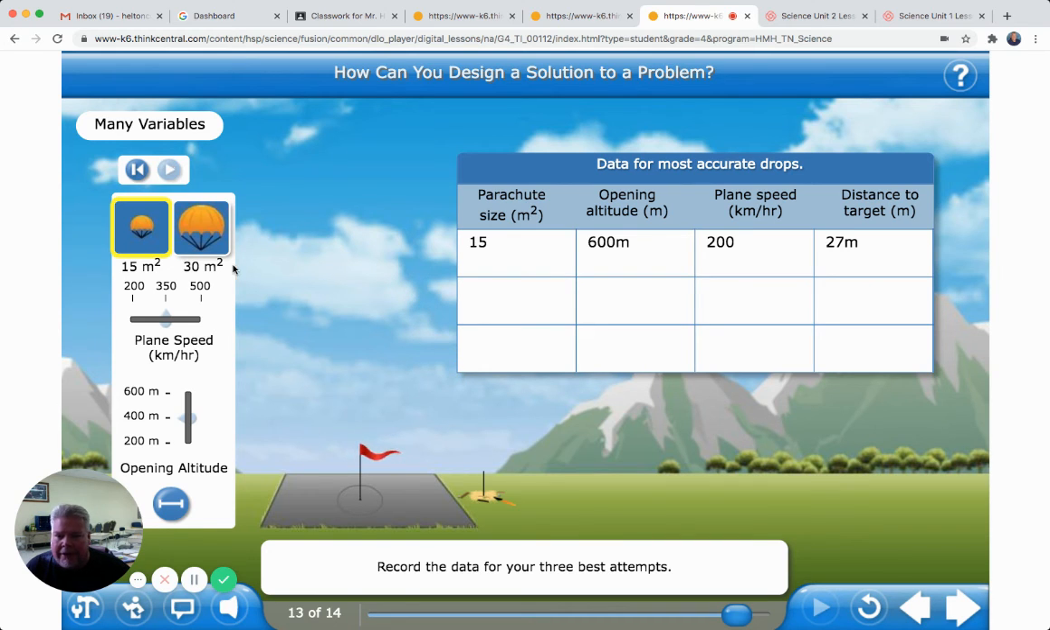A little better. Let's stay at this middle altitude and go the low speed. Oh, that's not looking too bad at all. But it busted. So I think we're going to have to go to this bigger parachute. Let's try reset. Let's try the highest, the slowest, and the biggest parachute. Let's see what happens.